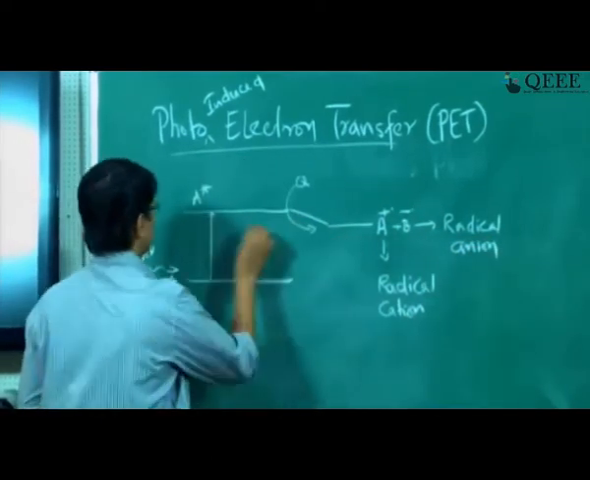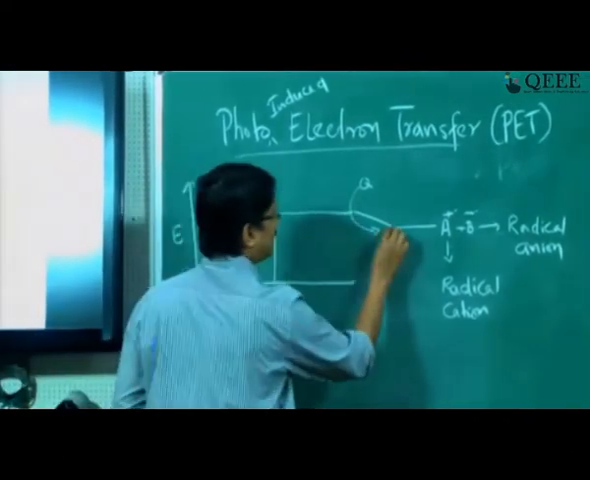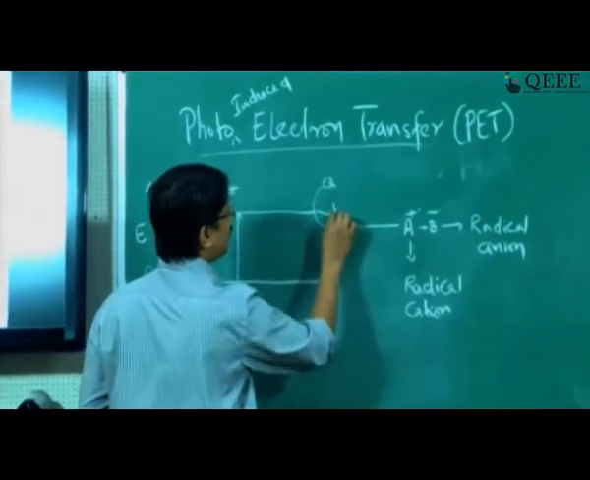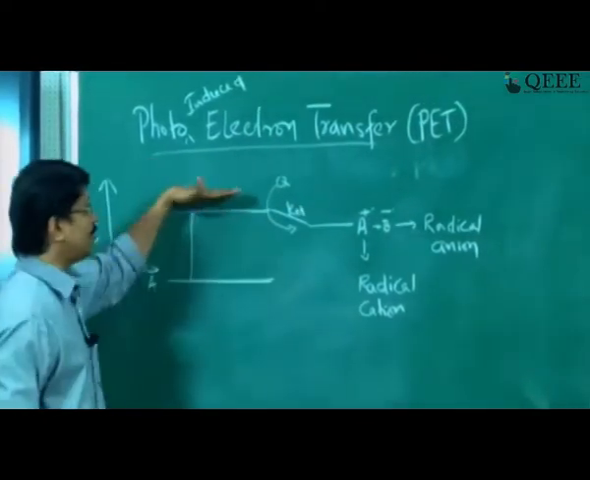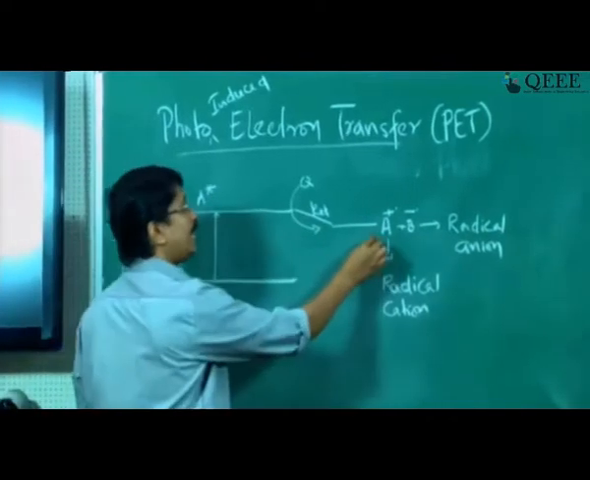And during this process, remember this axis is energy. As you can see, as a result of this electron transfer, the energy of this state is slightly reduced. Now we have a radical ion pair.